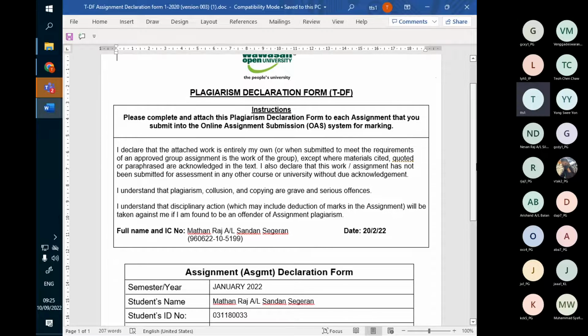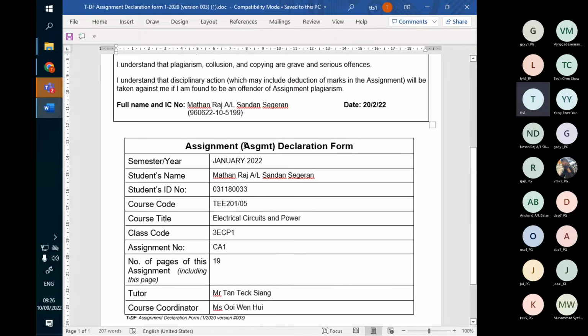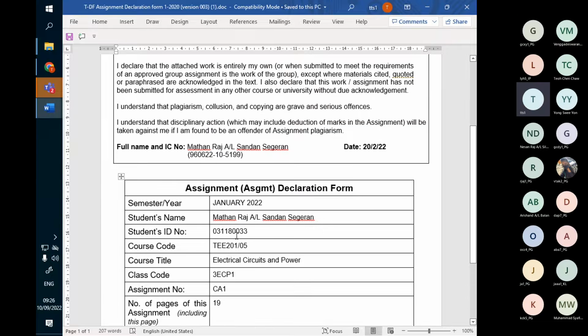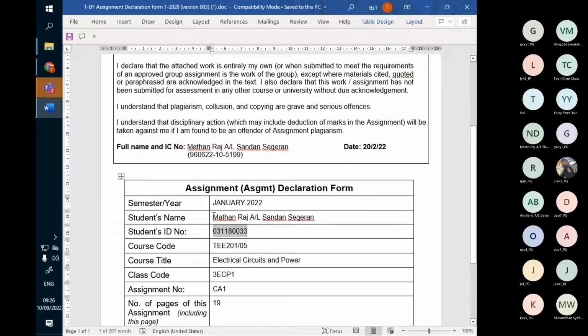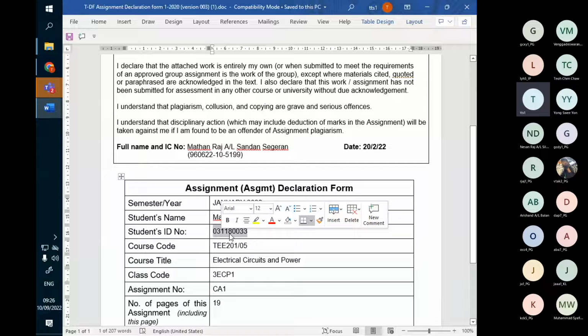Okay. You need to fill up this form with all your personal particulars. Your name and your student ID is the most important one, because I'm going to use this to match with your online student information, and then I'll key in your score.